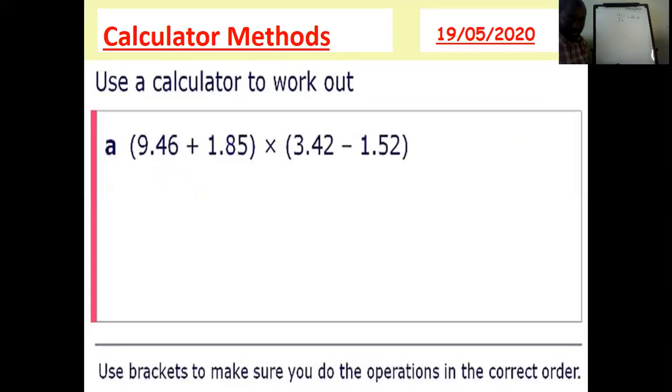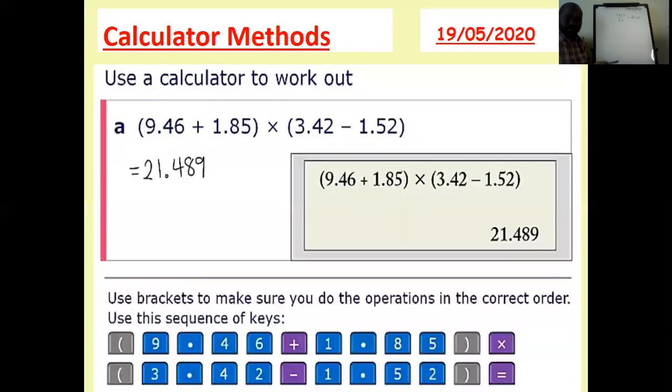Next one involves brackets. So use brackets to make sure you do the operations in the correct order. On the calculator, you also see brackets. So open bracket, 9.46 plus 1.85, close bracket, times, open bracket, 3.42, take away 1.52, close bracket, and you get 21.489. That is the answer. And again, how to use the bracket keys on the calculator is shown on the screen.